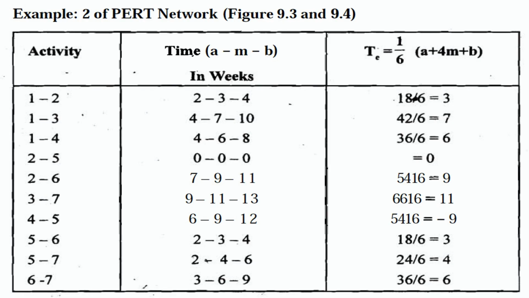The minimum time happens to be 3 weeks for activity 1 to 2, right? And that is also the case for the activity from event 5 to event 6. And the maximum time happens to be for the activity from event 3 to event 7, which is taking 11 weeks.